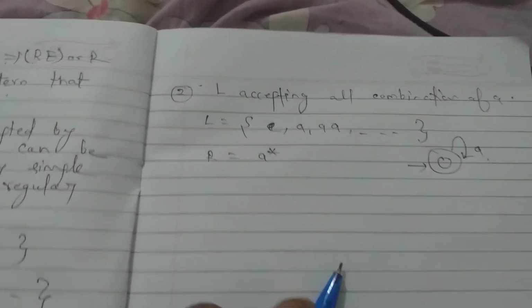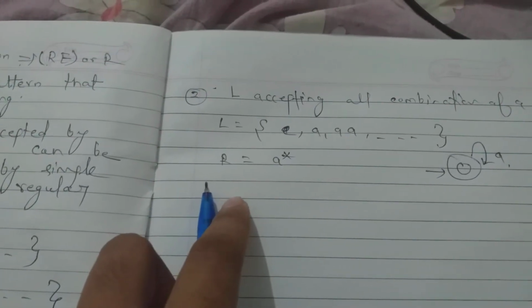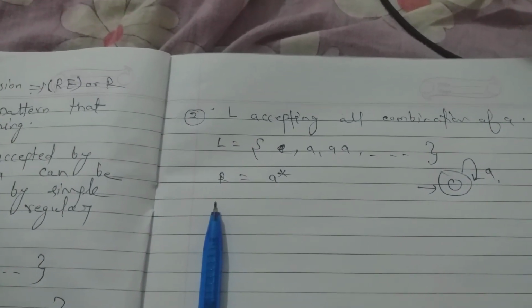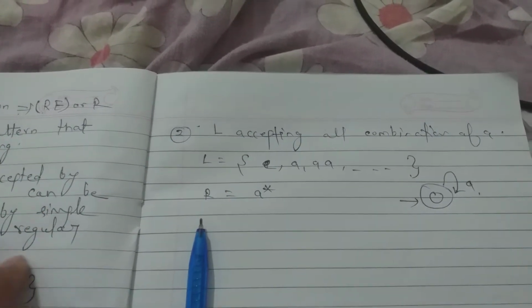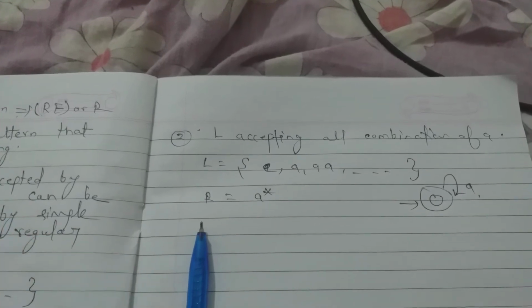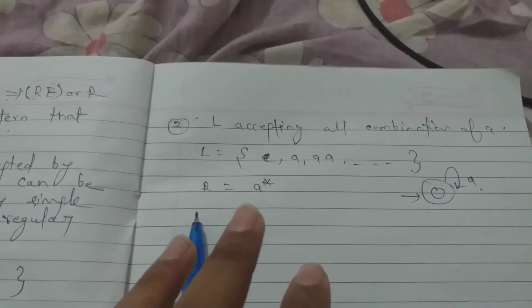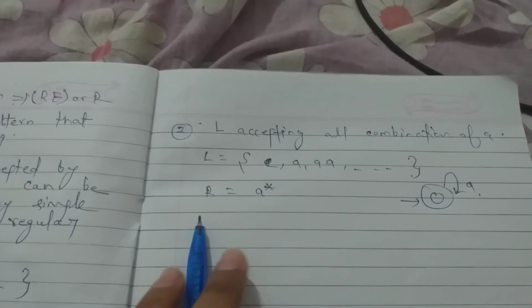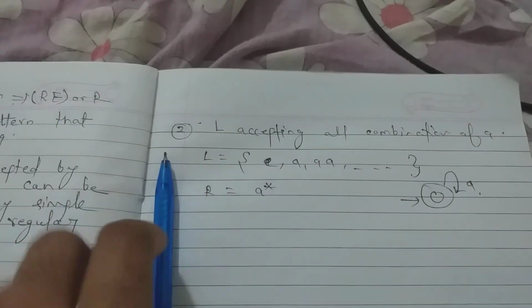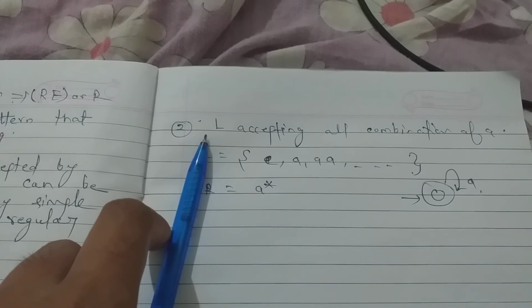So let us consider some more examples. As we can see in the second definition of regular expression, the language accepted by finite state automata can be easily described by a simple expression called a regular expression. So that means each and every regular expression has a language, and each and every language has its regular expression. So these are vice versa.